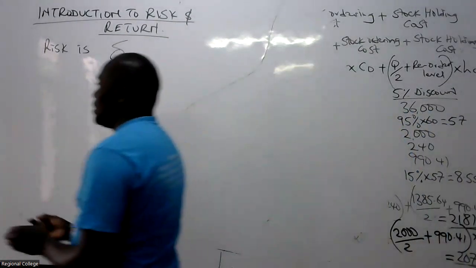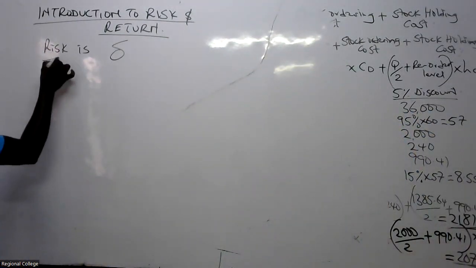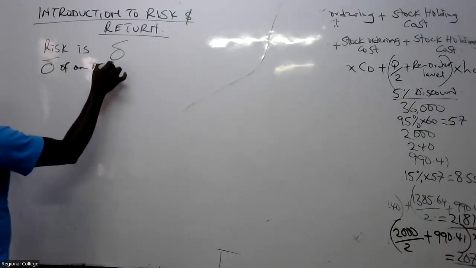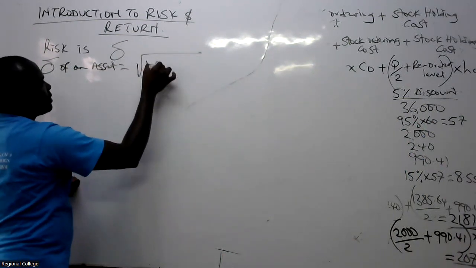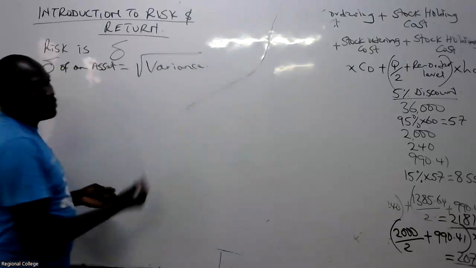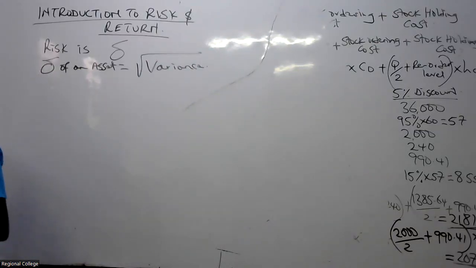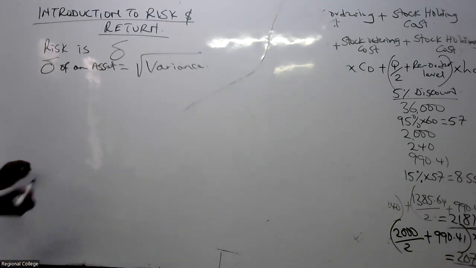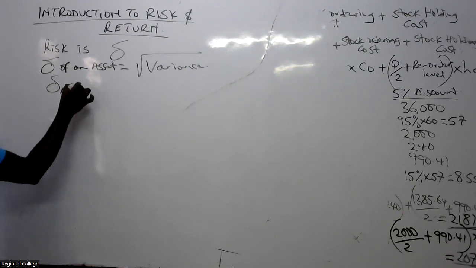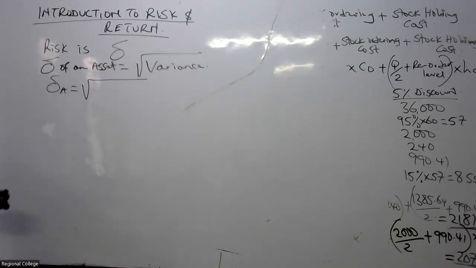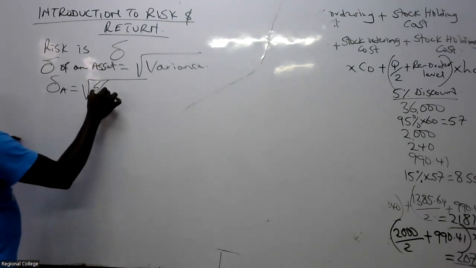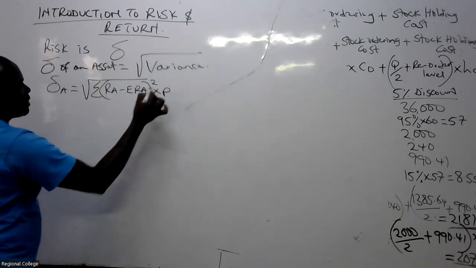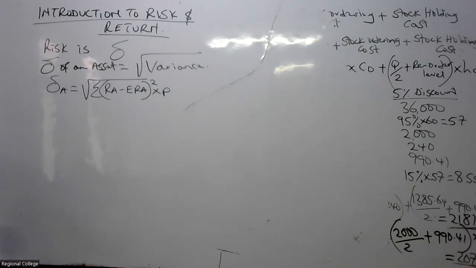So standard deviation. Now how do you get the standard deviation? Standard deviation of an asset equals the square root of what? Square root of variance. So if, for instance, you are looking for the standard deviation of security A, the standard deviation of A shall be the square root of variance. Variance of A, summation of returns of A minus expected returns of A, squared, times probability.